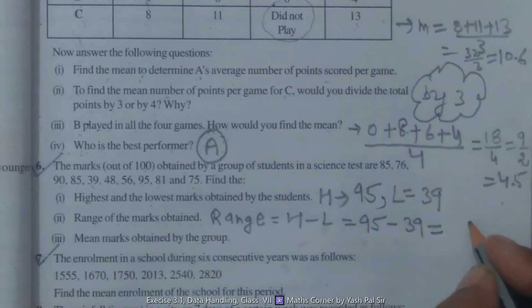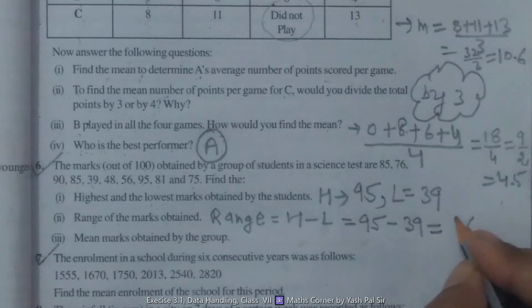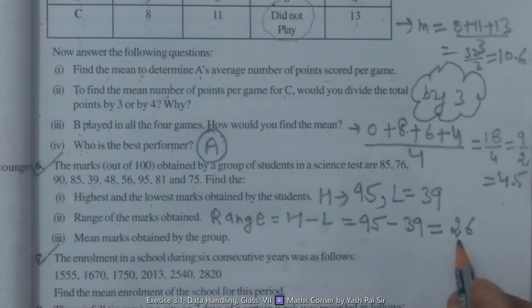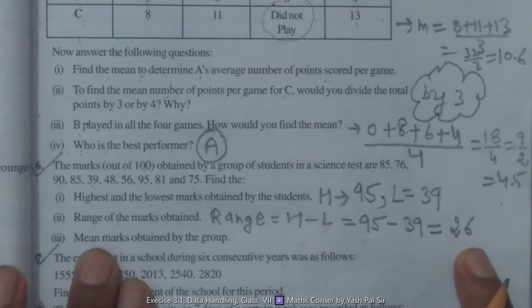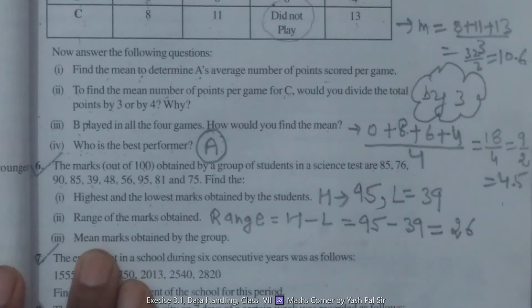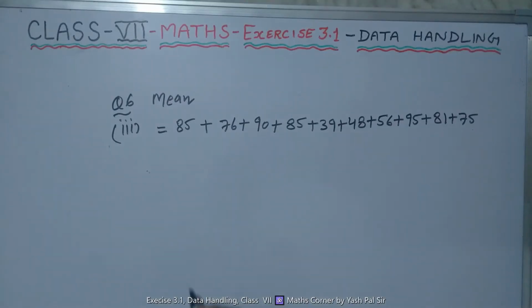9, this is 6, 3, 2. 26 is the range. Now find the mean marks obtained by the group. So how to find the mean?